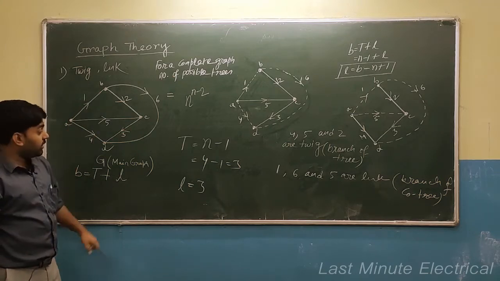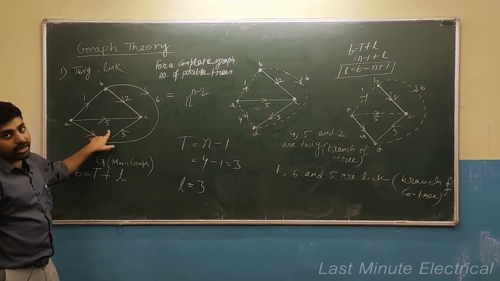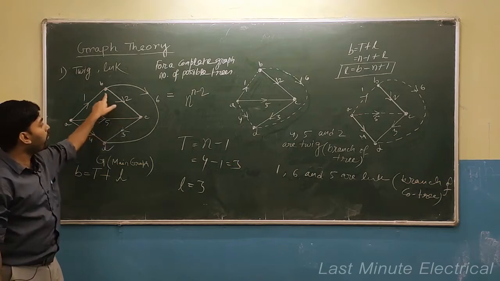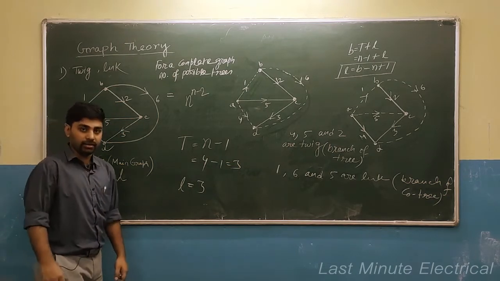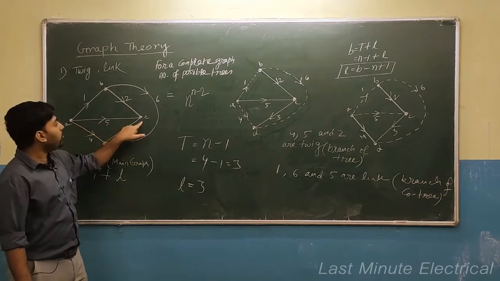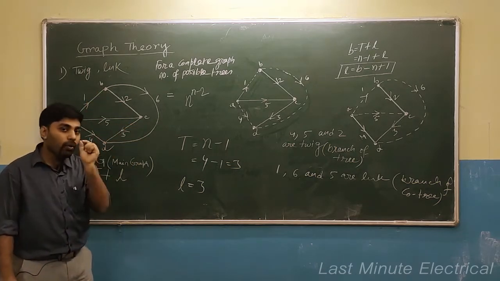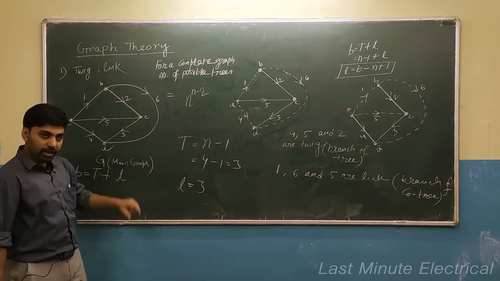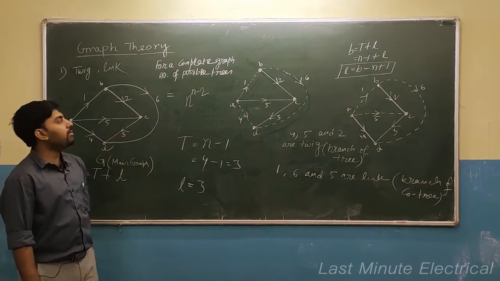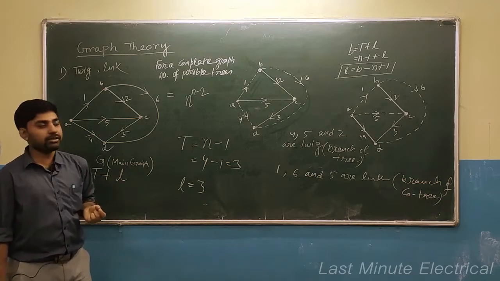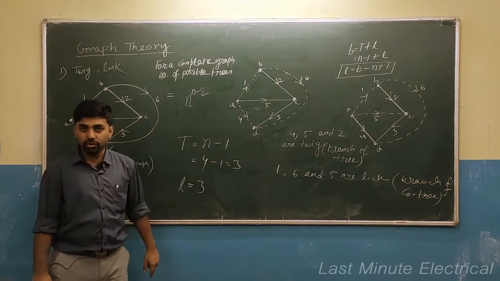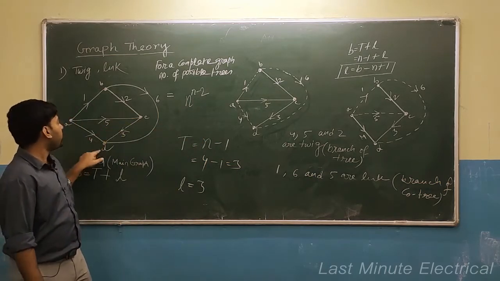How many nodes are present here? 4. And if you see, this is a complete graph, because between any two nodes only one branch is present. So this is a complete graph, and for a complete graph this formula is applicable. For a complete graph, how many trees are possible? n to the power n minus 2, where n is the number of nodes.